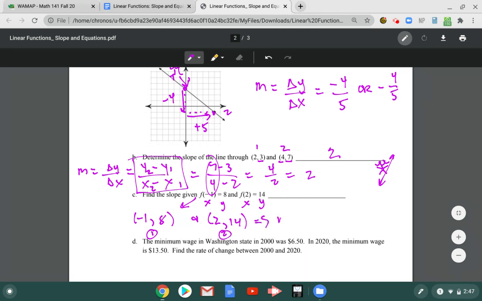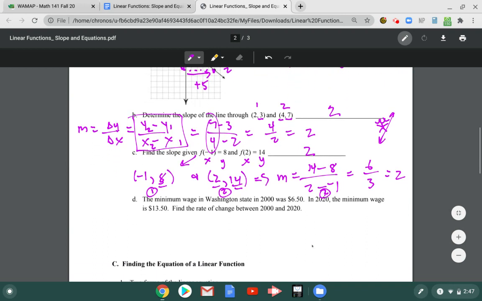So I can go ahead and find m, change in y over change in x. We'll do the y's first. 14 minus 8. And in the denominator, let's go ahead and do the x's, 2 minus negative 1. 14 minus 8 is 6. 2 minus negative 1, that becomes a plus, so I get a 3 in the denominator, and the slopes are not all 2, I promise, but we end up with a 2 there. Okay, so finally in D here, we want to find the rate of change, but the rate of change is a slope.